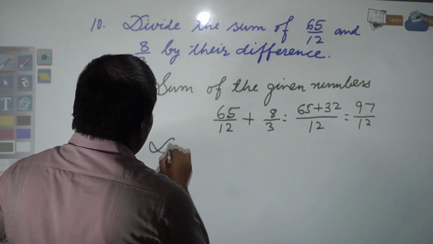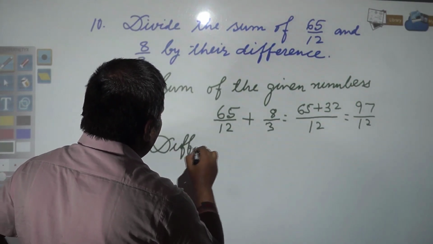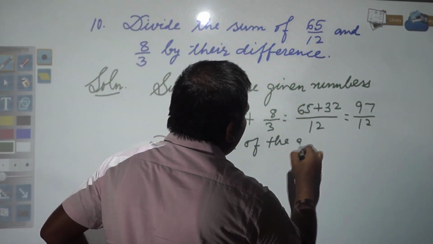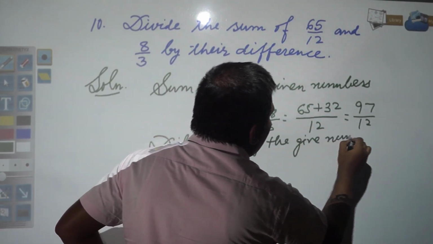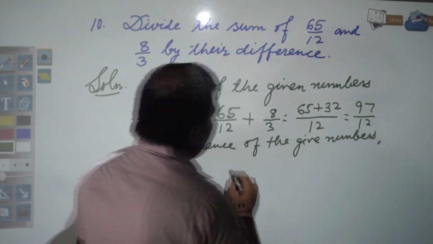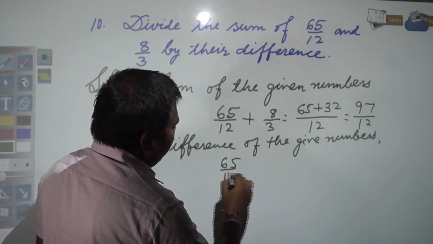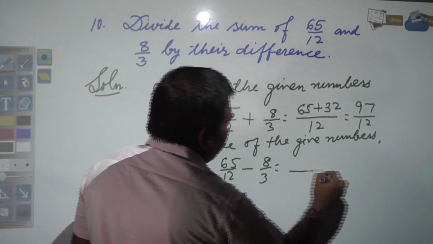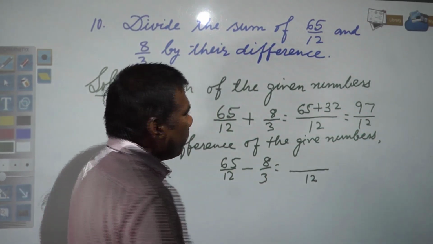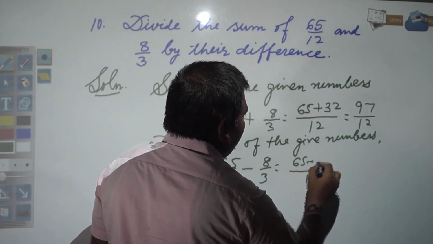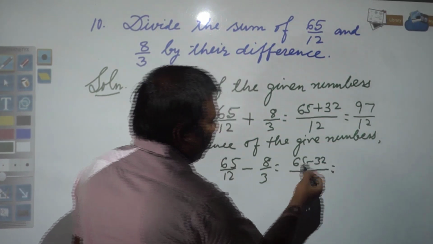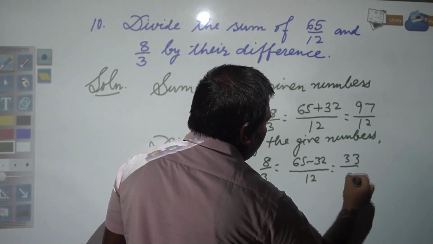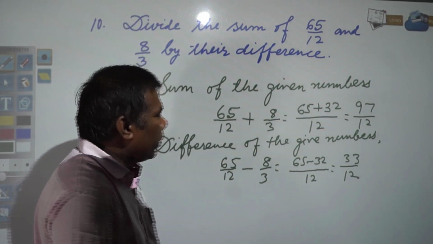Then you find the difference. The difference of the given numbers will be 65 by 12 minus 8 by 3. So the LCM you will have is 12. The same numbers will come, only with a minus sign. You subtract this, 5 minus 2 is 3 and 6 minus 3 is 3. You will get 33 by 12.